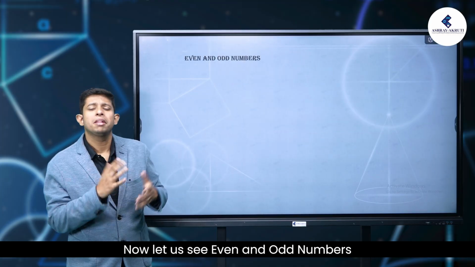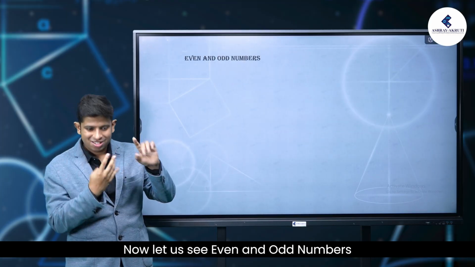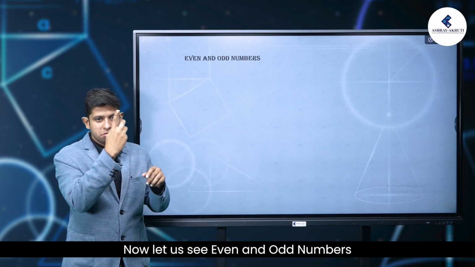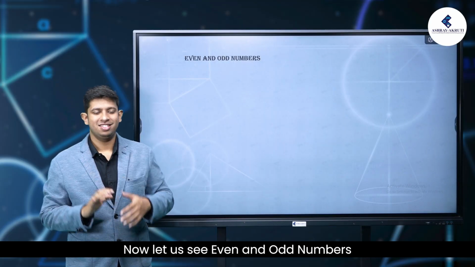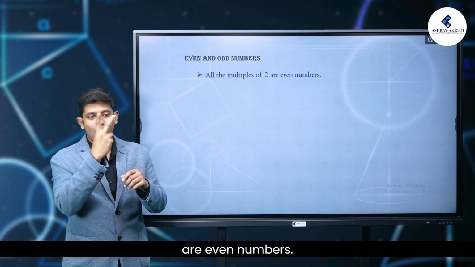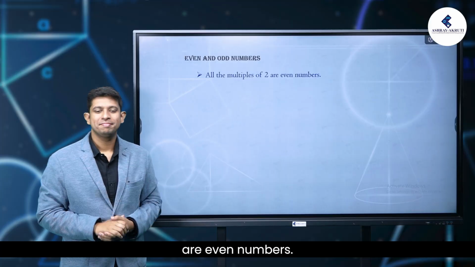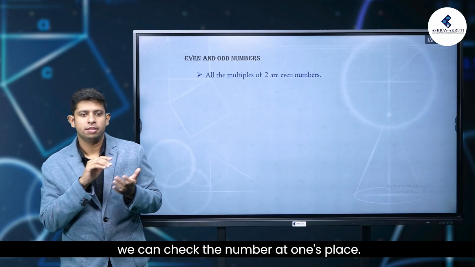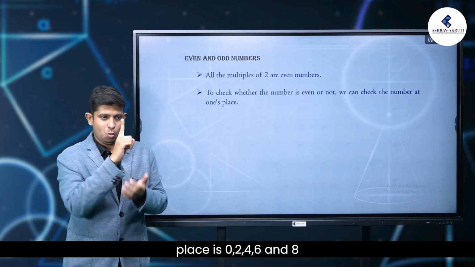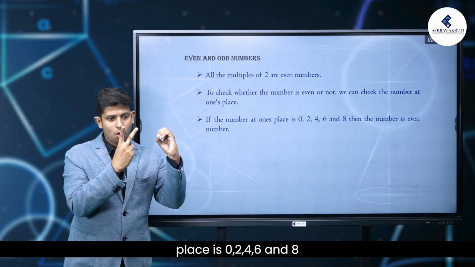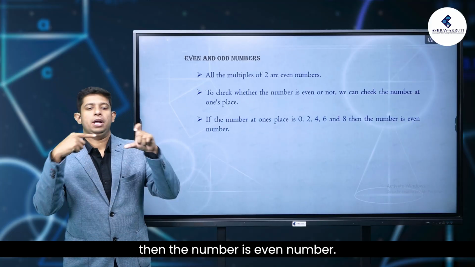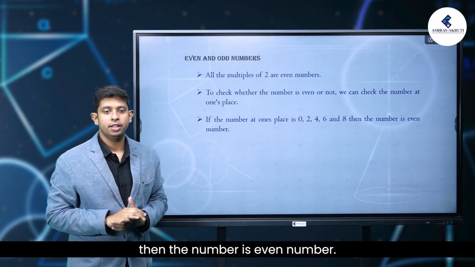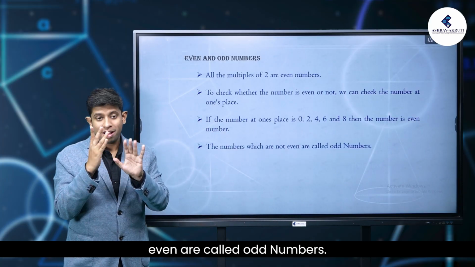Now let us see even and odd numbers. All the multiples of 2 are even numbers. To check whether the number is even or not, we can check the number at ones place. If the number at ones place is 0, 2, 4, 6 and 8, then the number is an even number. The numbers which are not even are called odd numbers.